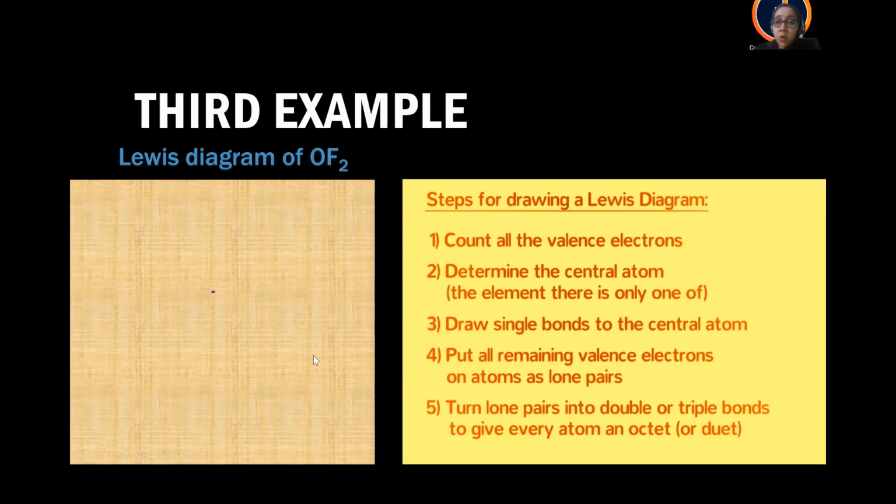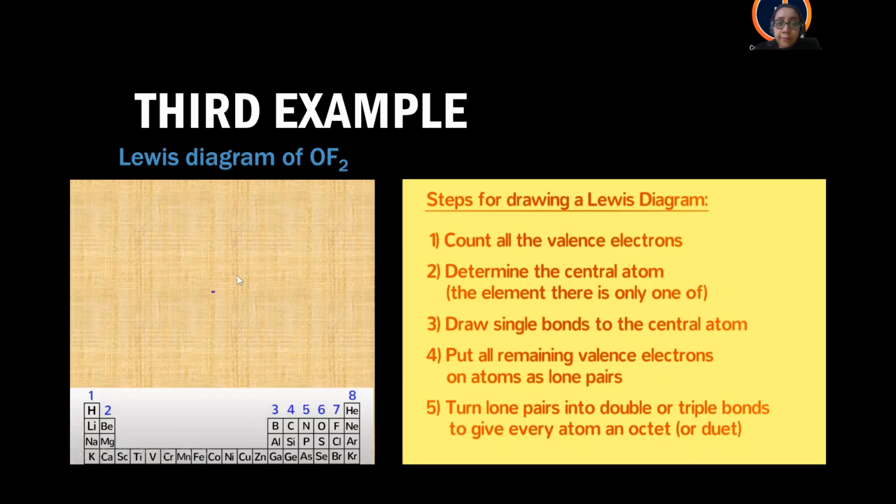It is oxygen fluoride, that is OF2. Now, in OF2, which elements are involved? Oxygen and fluorine. Let's check the valence electrons. For oxygen, it is 6, and for fluorine, it is 7. Now, let's check the total valence electrons. For oxygen, it is only 1 oxygen, so we can write 1 times 6 is 6. For fluorine, we can write 2 times 7, that is 14.